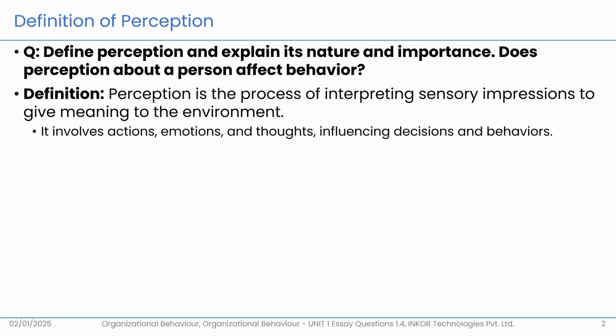Perception refers to the process by which individuals interpret and organize sensory information to make sense of their environment. It affects decisions, emotions, and behaviors, guiding how people respond to different situations. For example, a manager may interpret an employee's delay as irresponsibility, while the employee may see it as a genuine issue.